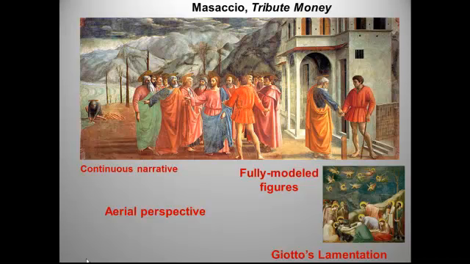Masaccio's fully modeled figures, like Giotto's, have volume and weight. Notice Giotto's Lamentation in the corner. But Masaccio goes beyond Giotto in several regards. One is his use of aerial perspective. Note that the mountains are blurrier, lighter, and bluer than the people, buildings, etc., being portrayed in the foreground.